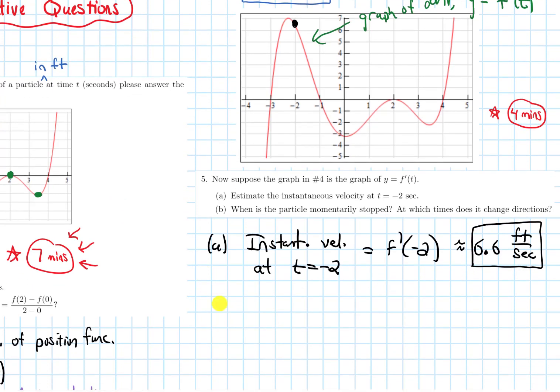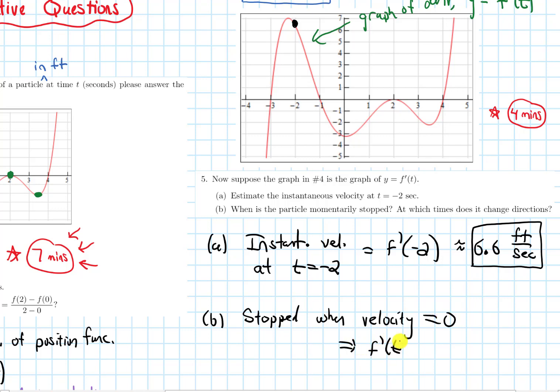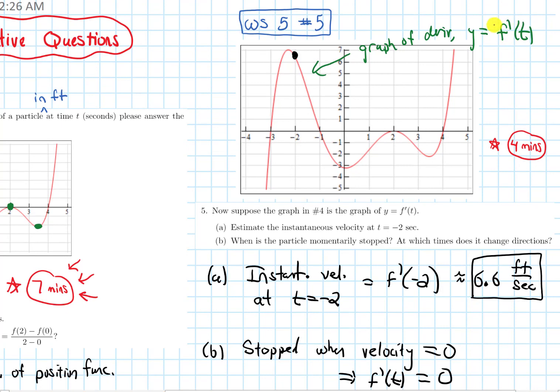All right, let's do part B. B says, when is the particle now momentarily stopped? So it is stopped when the velocity equals 0. And the velocity is the derivative of position, f prime of t. We want to know when f prime of t equals 0. Because this is the graph of f prime of t, we want to know when its y values, its outputs, equal 0.